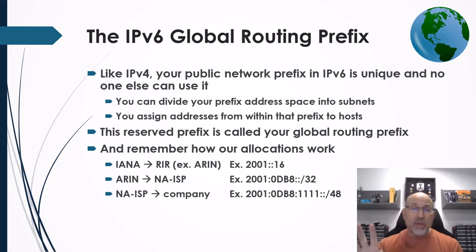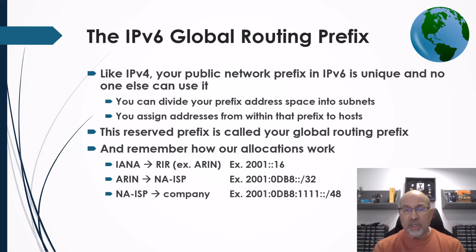Now, no matter what you got for your global routing prefix, that is the network that was assigned to you. In IPv4, you could subnet it any way you wanted to. Well, the same thing is true with IPv6. So, IANA determines the IPv6 address space and the allocations. The RIRs are given their chunk of address space. They give it out to the ISPs, and then they give it out to the customers. So this is called your global routing prefix. And nobody else has the same prefix that you do.